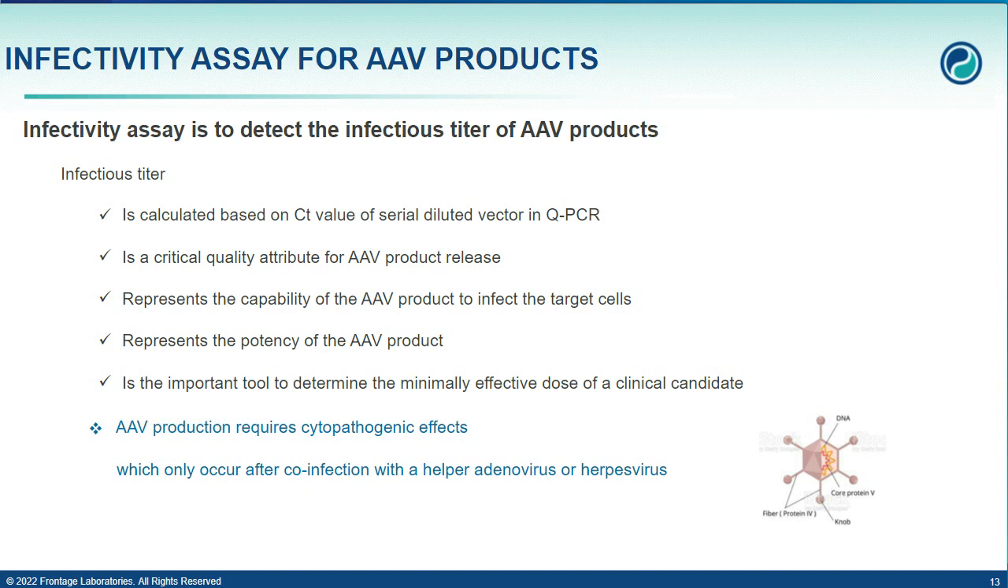The infectious titer is an important tool to determine the minimally effective dose of a clinical candidate. At the same time, AAV production requires cytopathic effects, which only occur after co-infection with a helper adenovirus or herpesvirus.